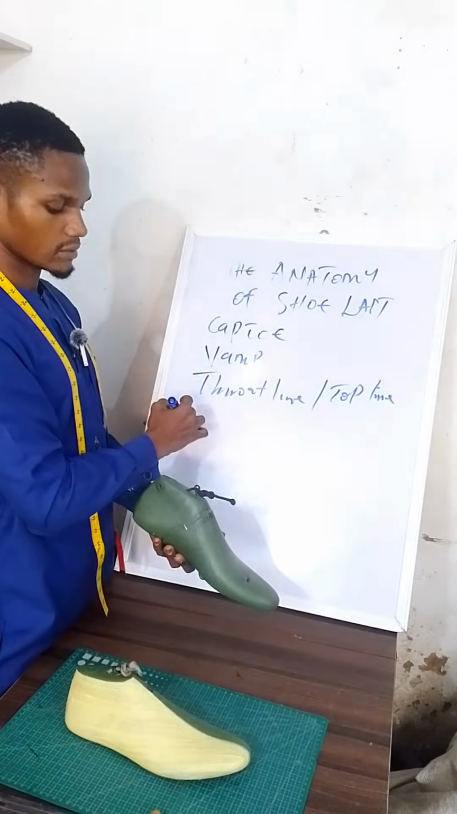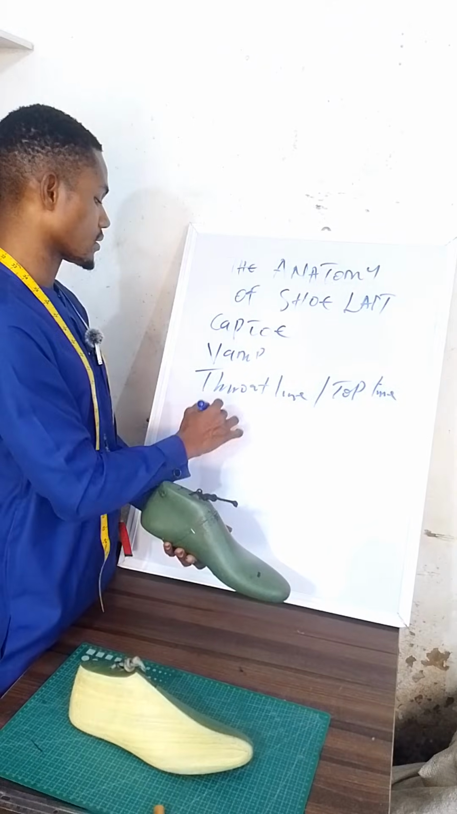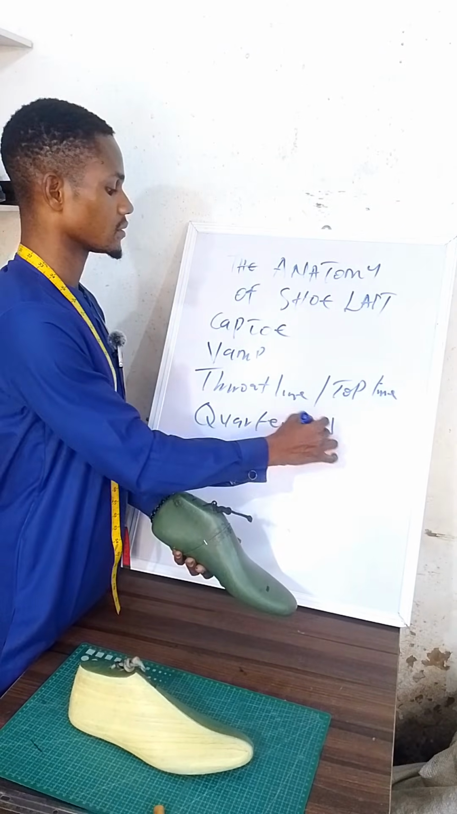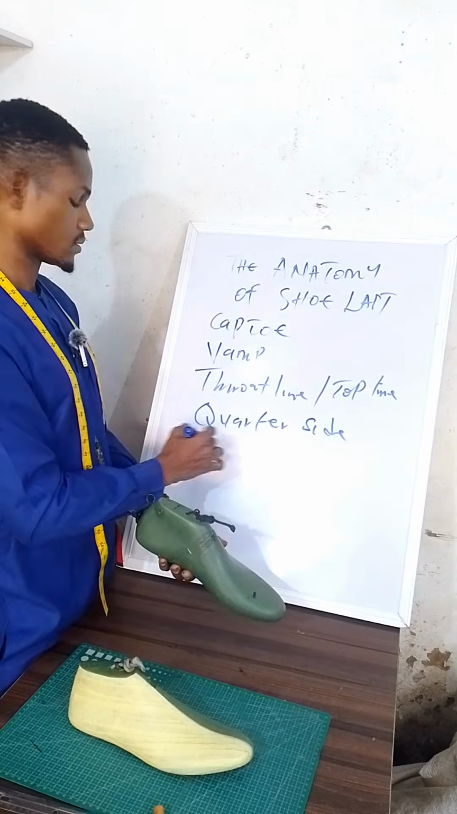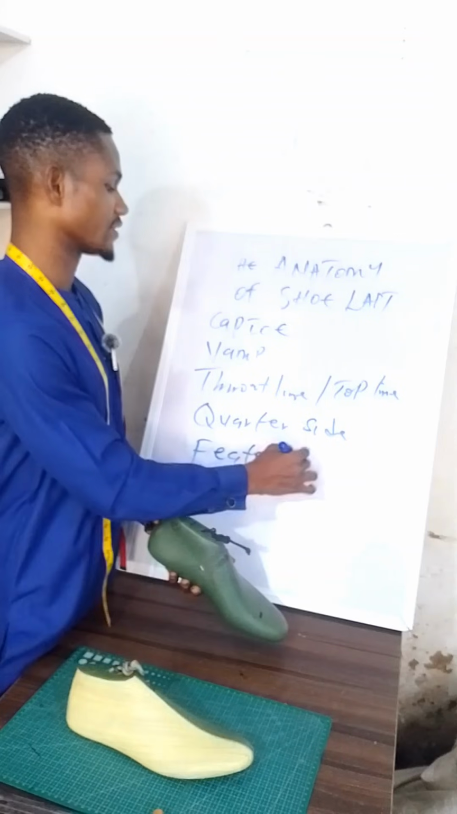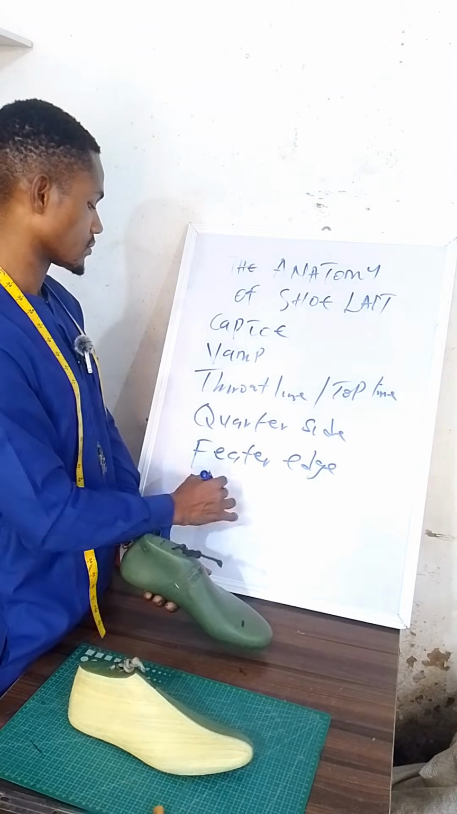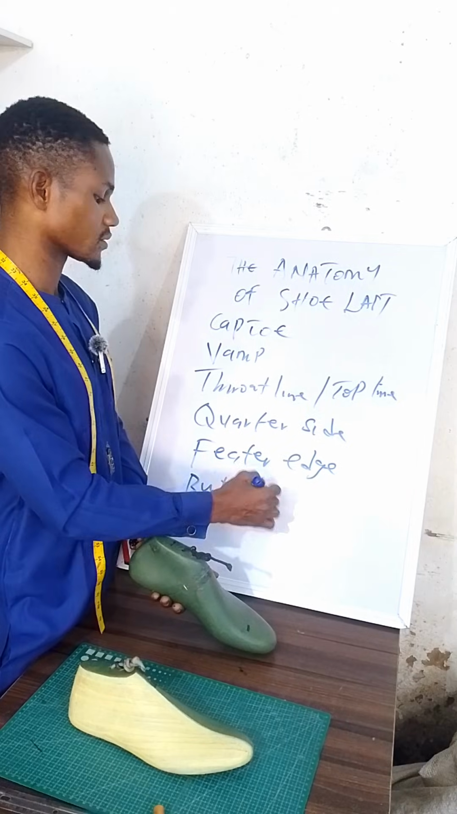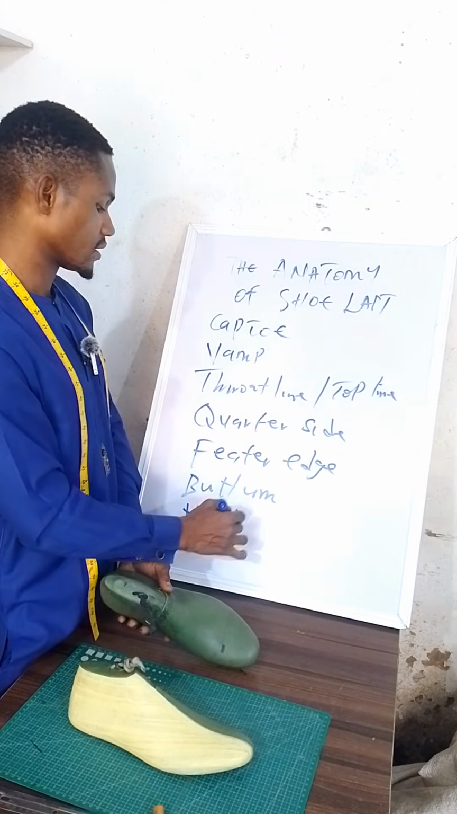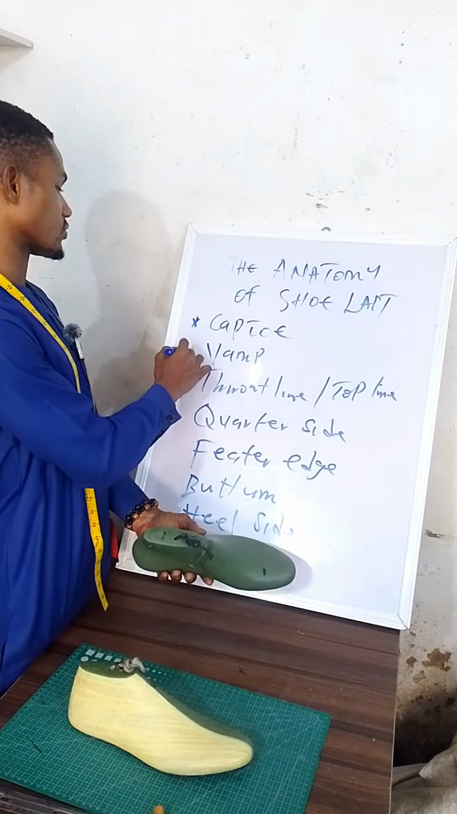We have the quarter side. We have the feather edge, and we have the bottom of the lash, and we have the heel side of the lash. So I'm going to talk about this one by one.